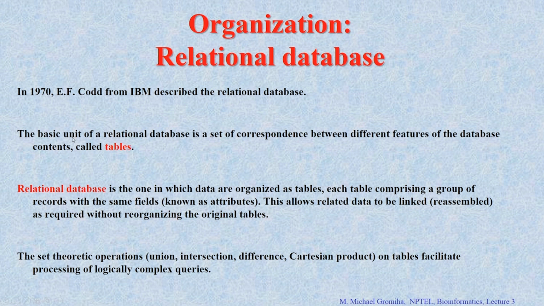The basic unit is called a table. They put different information in a table. These different records are called attributes, and these attributes are interlinked with each other. So, without rearranging this table, you can fetch or extract the data on any aspect. There are also several operations you can use, like intersection, union and difference, to facilitate the processing of very complex queries. I will tell you one example.